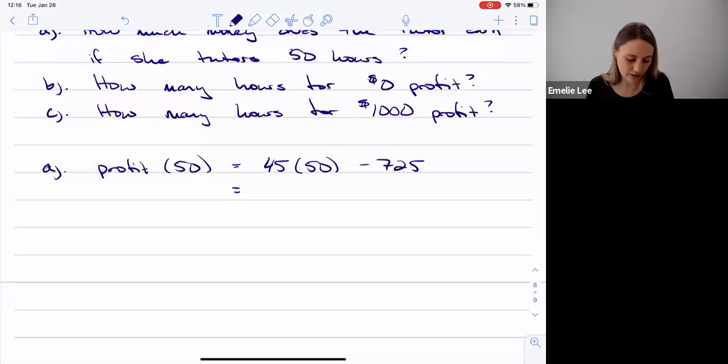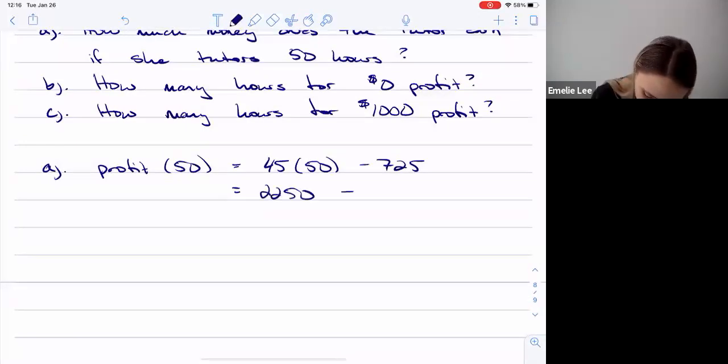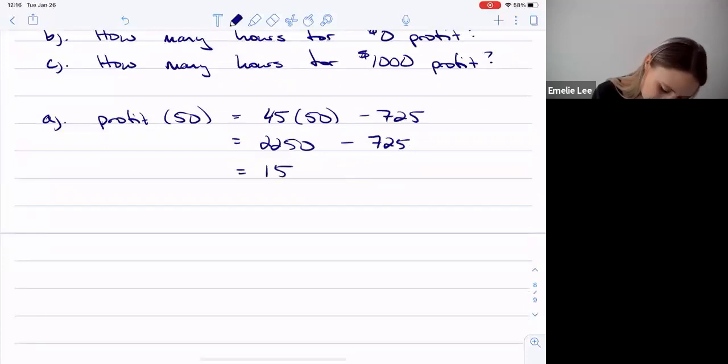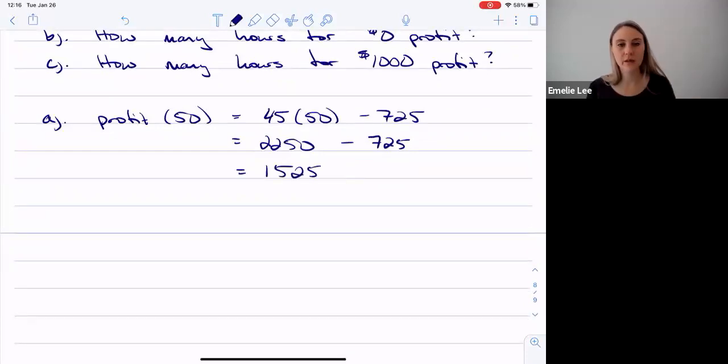45 times 50, I'll just do it on the side here, is 2250 minus 725, putting me at 1,525. So if I tutor 50 hours in a month, then I will make $1,525 in profit, right? I will make $22.50, but then I have to subtract how much I have to pay in order to do that.